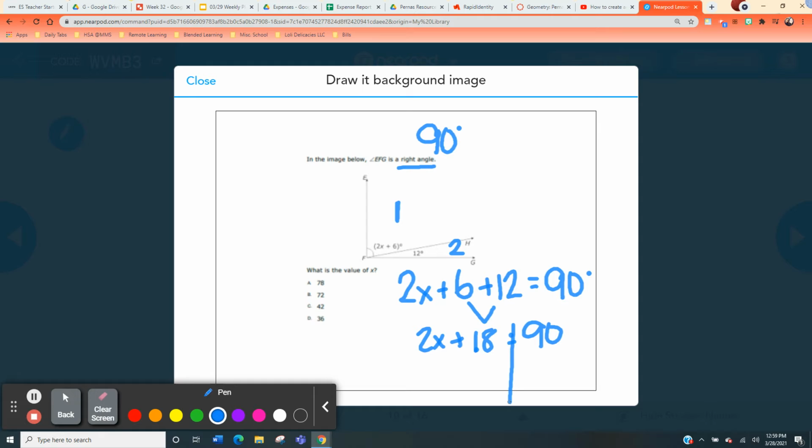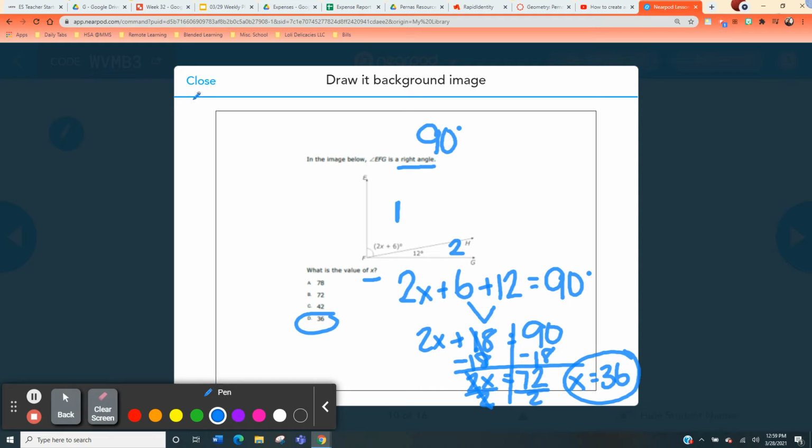So I'm going to go ahead and do my subtraction, my inverse. And that would give me 2x equals 72. Then I would divide both sides by 2. And x equals 36. Because the question is asking for the value of x, this is my answer, making my answer D.